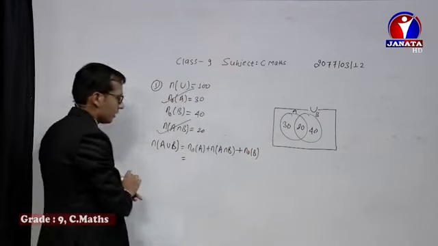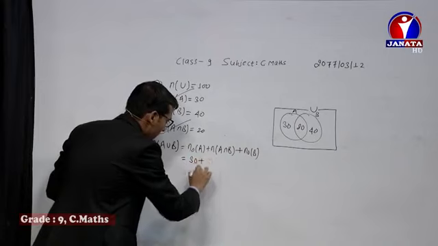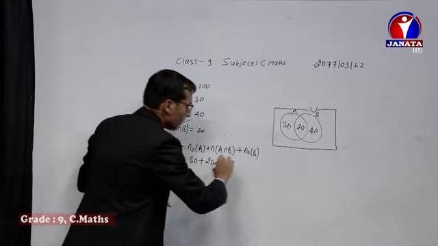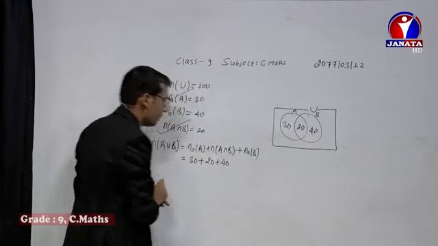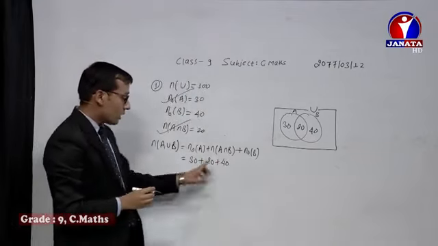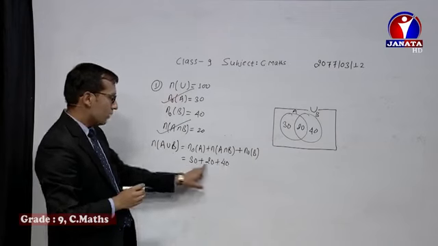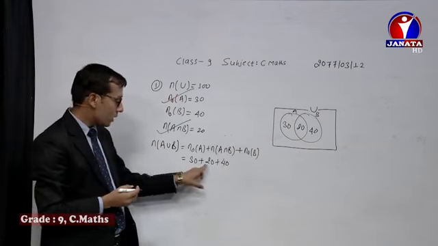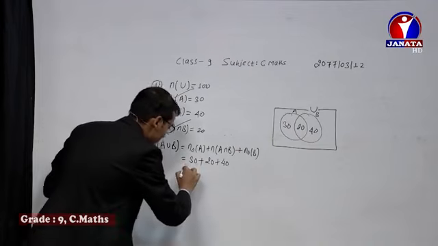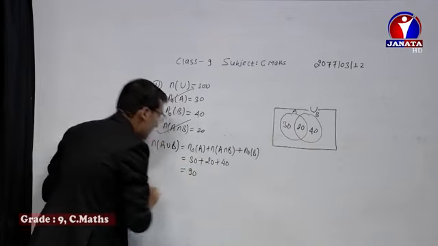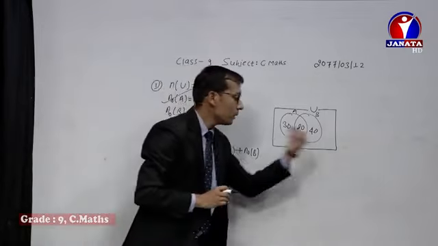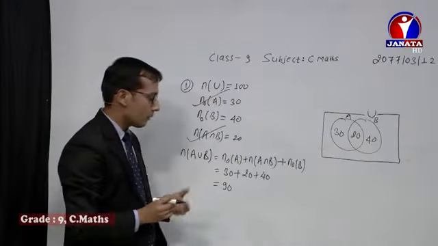So this is 30, plus intersection is 20, and n only B is 40. Now what is the sum? 40 plus 30 is 70. 70 plus 20 is 90. Now I'm looking for the value of complement.